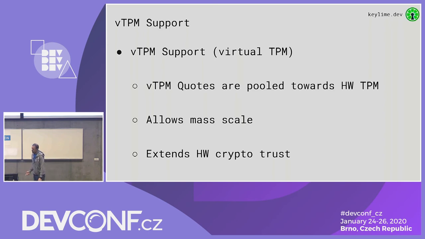So the guys at MIT and some interns from Boston University came up with a proposal that allows us to extend the trust from the hardware TPM to many virtual TPMs, but we don't absolutely bombard the hardware TPM and cause a bottleneck. What we're doing is aggregating all of the quotes into a Merkle tree, and then we can have a single operation against the hardware TPM, which will allow us to attest many, many vTPMs, and there will not be any sort of throughput issues. So this will allow us mass scale and it extends that hardware root of trust.